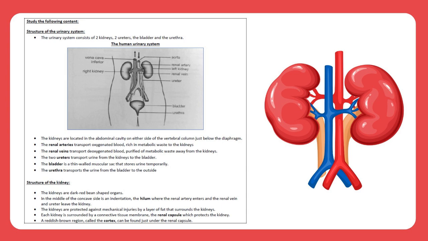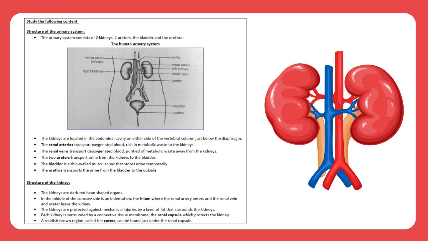Structure of the kidney. The kidneys are dark red bean-shaped organs. In the middle of the concave side is an indentation, the hilum, where the renal artery enters and the renal vein and ureter leave the kidney. The kidneys are protected against mechanical injuries by a layer of fat that surrounds the kidneys. Each kidney is surrounded by a connective tissue membrane, the renal capsule, which protects the kidney.